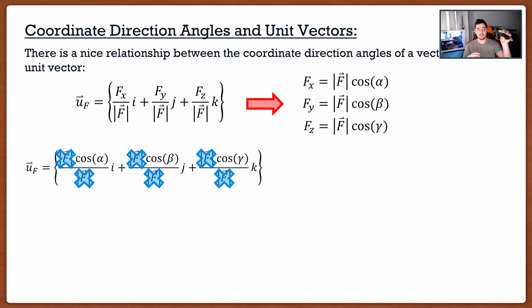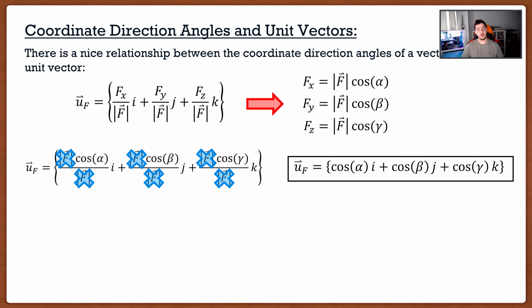If I'm taking something and dividing it by the same thing, of course it cancels out. So this formula can actually be simplified into the following, where the unit vector can be directly obtained just by going cosine of alpha in the i direction, cosine of beta in the j direction, and cosine of gamma in the k direction. I didn't need the force magnitude at all. I already know what my unit vector is going to be, which is great. So there's the first little thing.